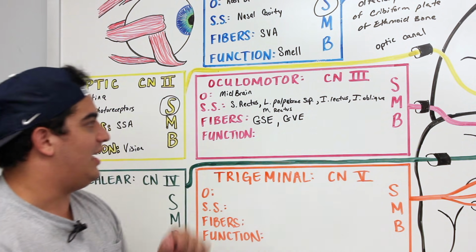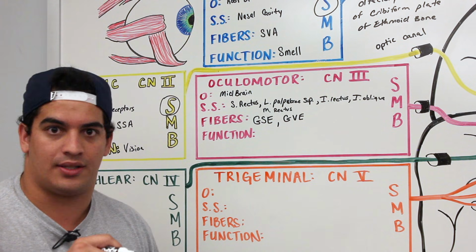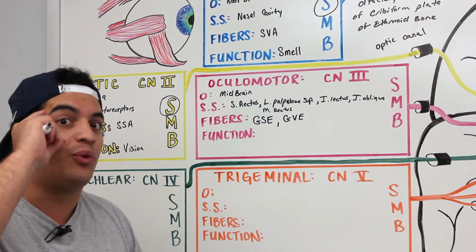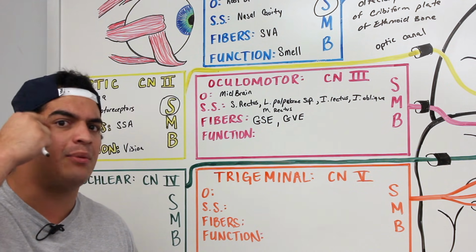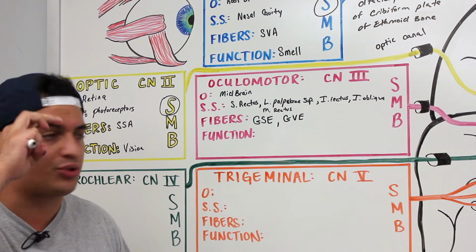The GVE is the parasympathetic fibers from the Edinger-Westphal nucleus, which is taking that information to the ciliary ganglion, which is doing what? If you remember, that was controlling the pupil, and it was controlling the ciliaris muscle, basically the accommodation and the pupil constriction response.